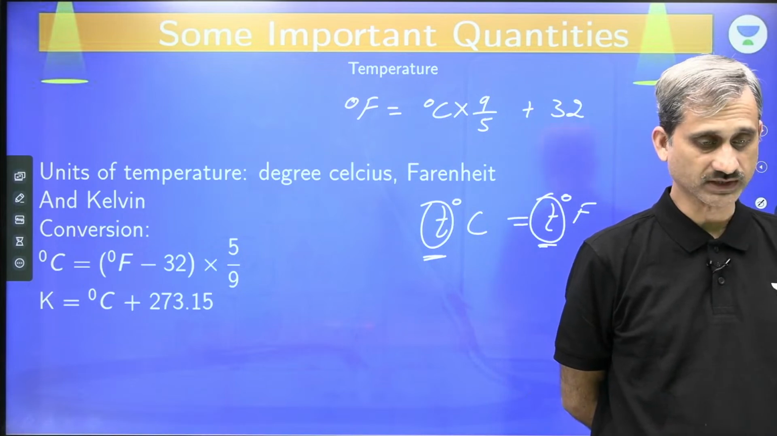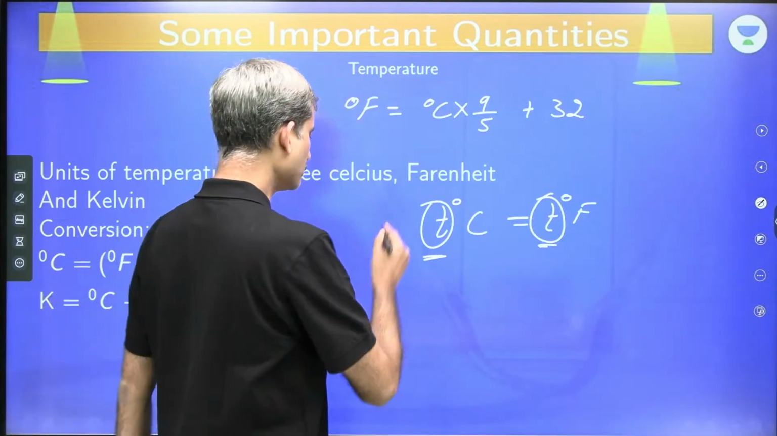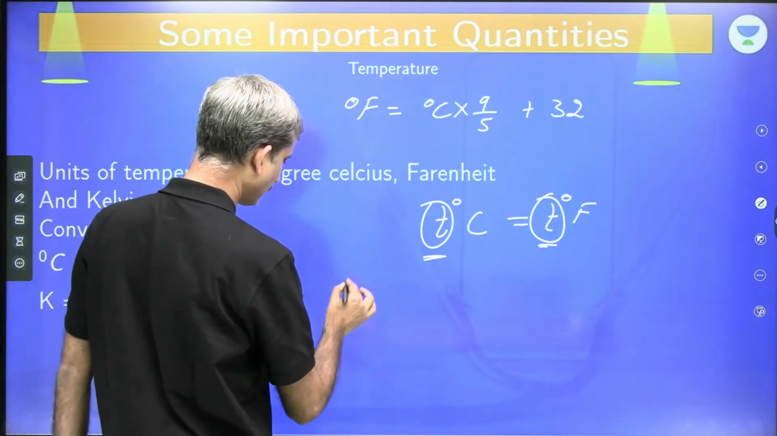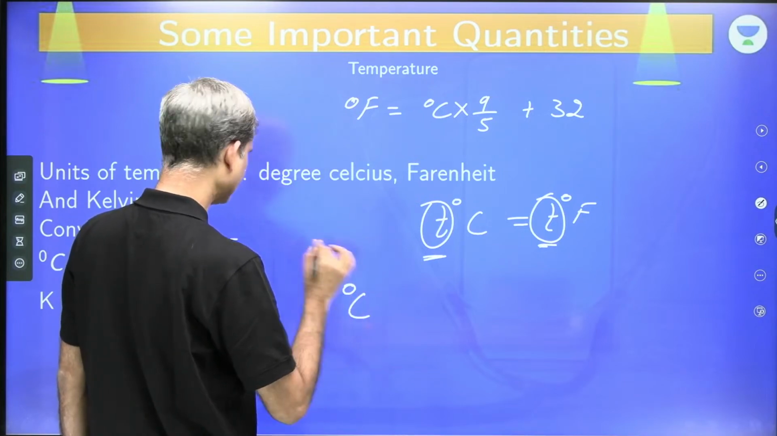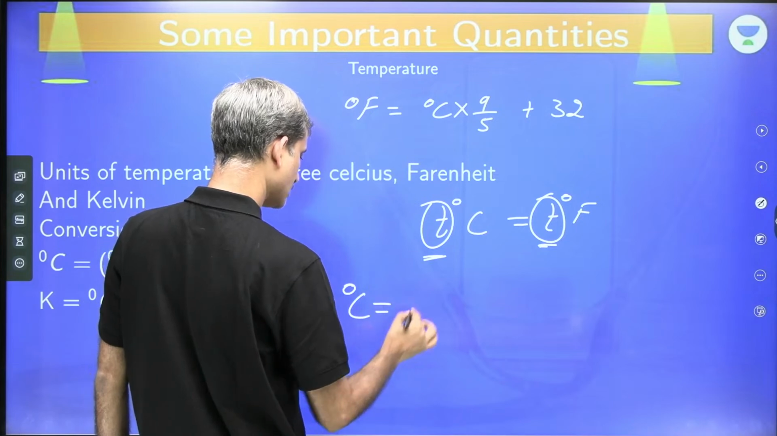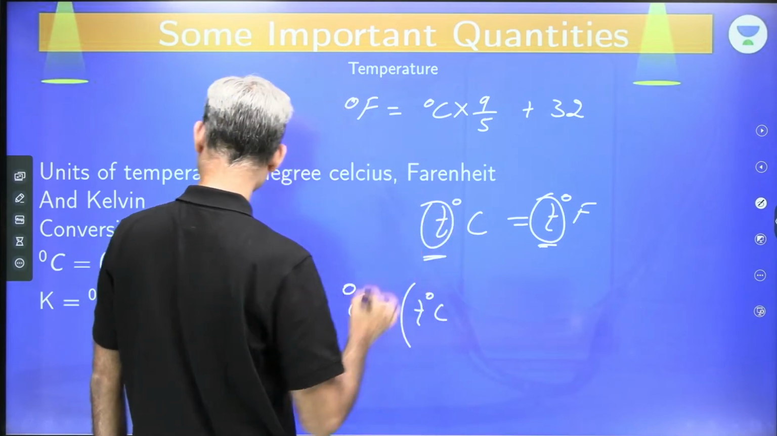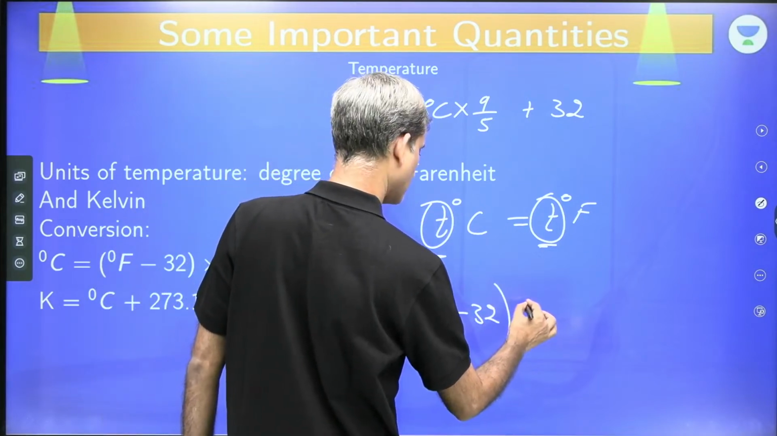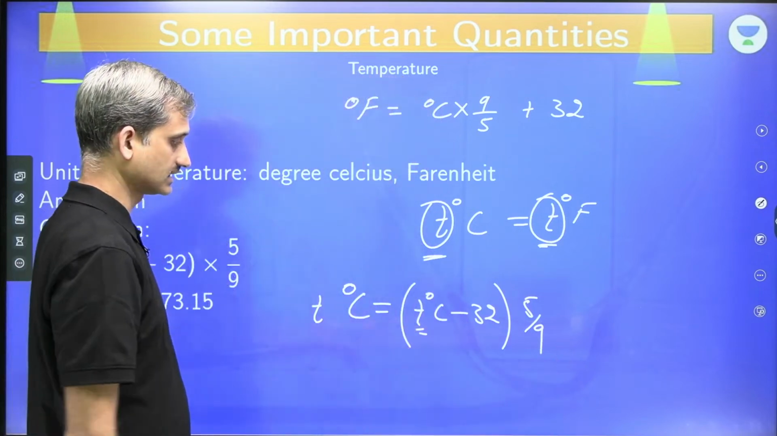273.15. No, it is not 273.15. You need to calculate this particular question. What you need to do is, we have degree Celsius is equal to degree Fahrenheit minus 32. So here you can write it as T degrees Celsius is equal to T degrees Fahrenheit minus 32 into 5/9. Now you can find out the value of this T.